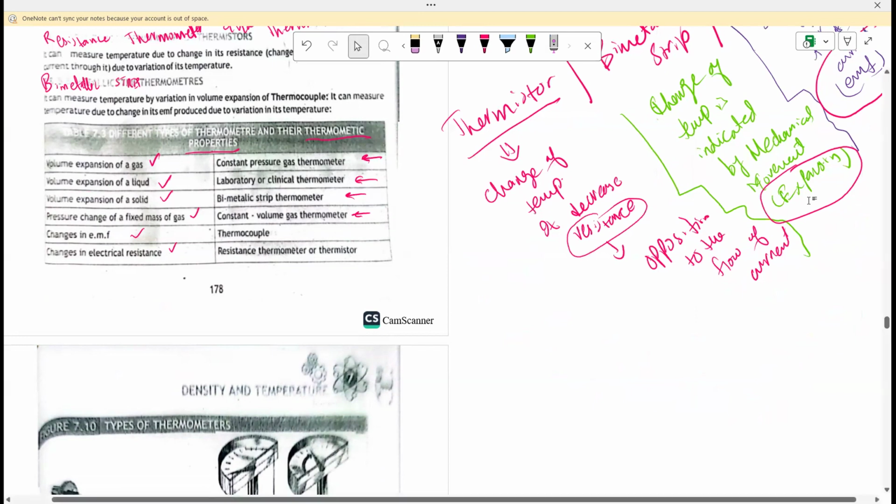So बायोमेटालिक स्ट्रिप होता है, वो बायोमेटालिक स्ट्रिप की एक्सपेंशन होती है अकॉर्डिंग टू द टेम्परेचर. जब टेम्परेचर इंक्रीज करेगा तो वो एक्सपेंड करेगा और कनेक्शन ब्रेक हो जाएगा. When temperature will come to a certain value, it will become straight again और सर्किट दोबारा से ऑन हो जाएगा.